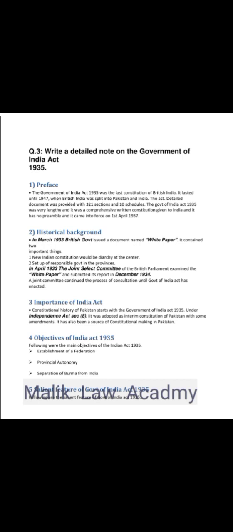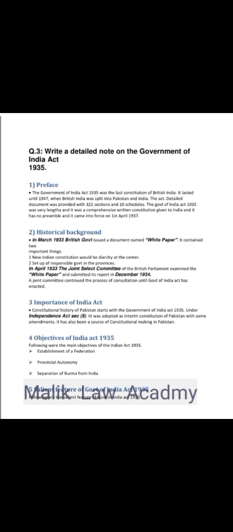The Government of India Act 1935 was very lengthy and it was a comprehensive written constitution given to India, and it has no preamble, and it came into force on 1st April 1937.